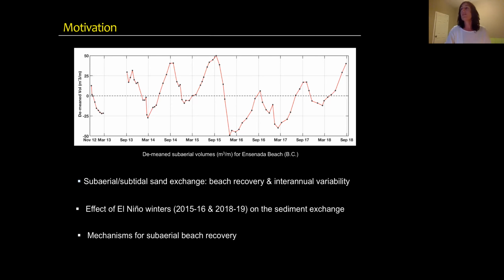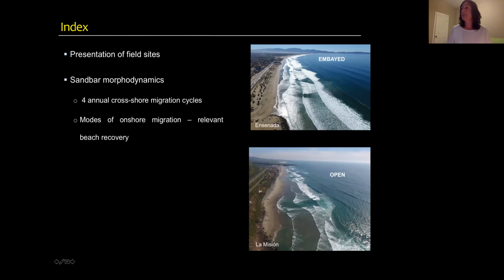So I will first introduce our field sites, and then I will show the morphodynamics, the sandbar morphodynamics for Ensenada Beach. It's 4 annual cross-shore migration cycles. And I will conclude on the modes of onshore sandbar migration, which is very relevant for a beach recovery perspective.